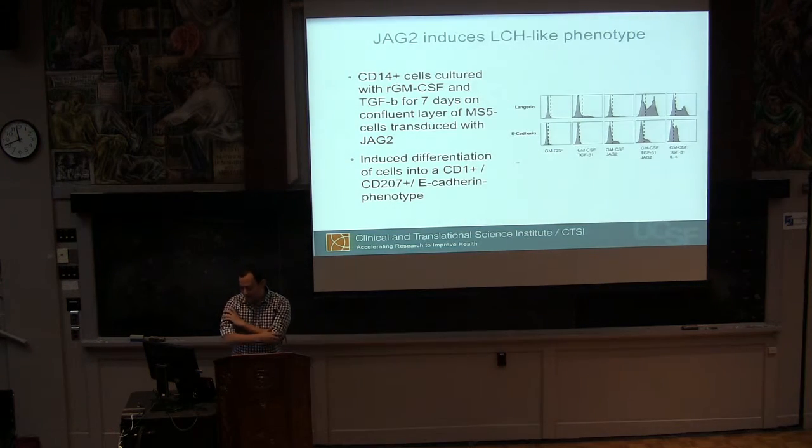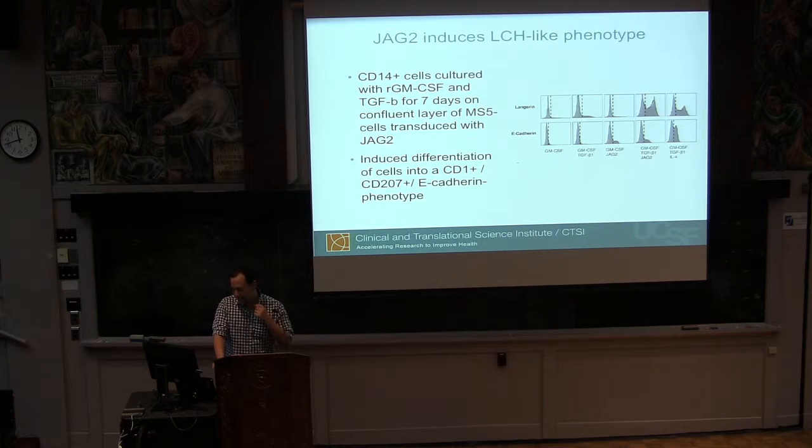So I think what really was exciting about this paper is that they took CD14 cells, which are in theory myeloid precursor cells from just peripheral blood, and then they cultured them with some other factors, TGF-beta, GM-CSF, just to try to induce differentiation. But then they also put them on a layer of cells that were expressing JAG2, the Jagged ligand. So basically they took these cells and turned on Notch signaling in them.